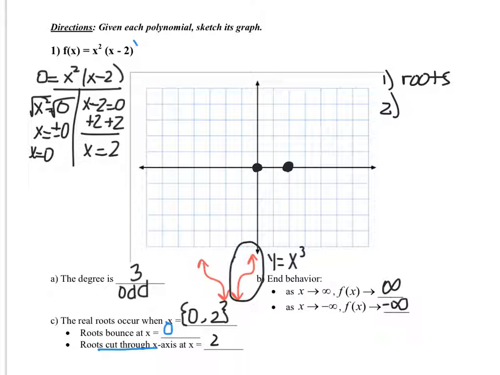Step 2, end behavior. So we said that these are my two roots, so as x goes to infinity, so does f of x, so does y.